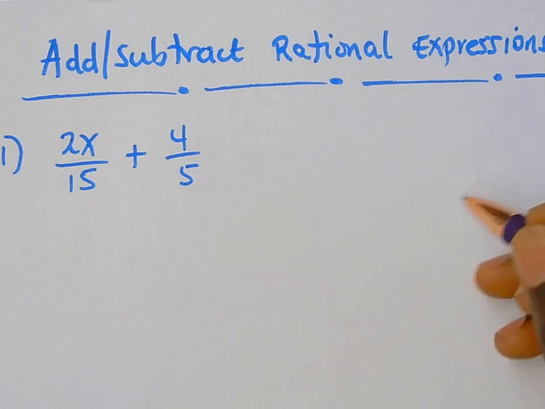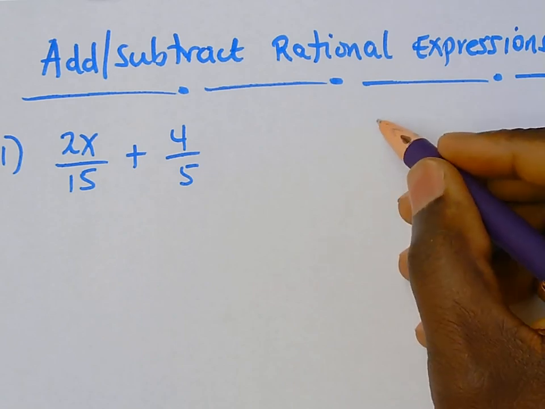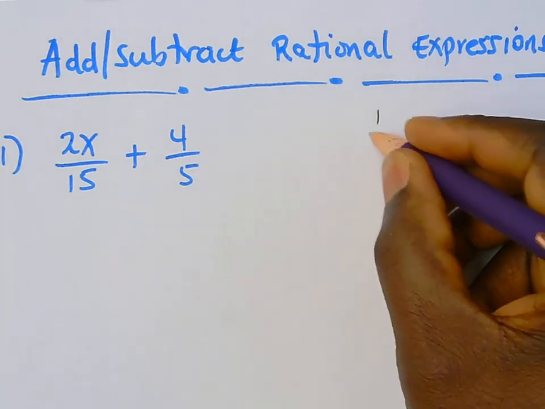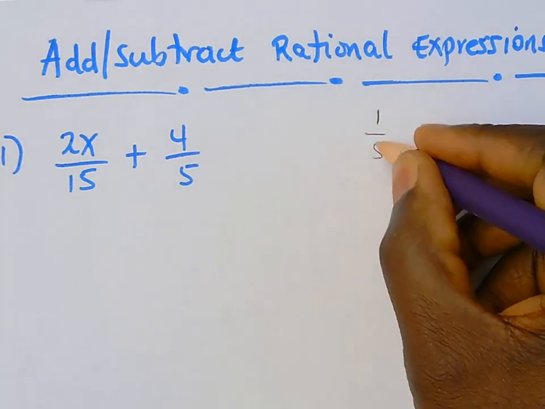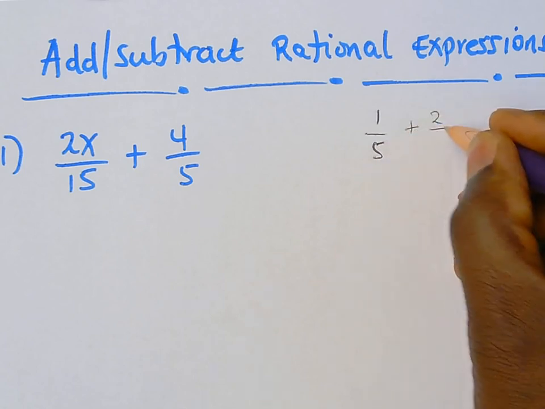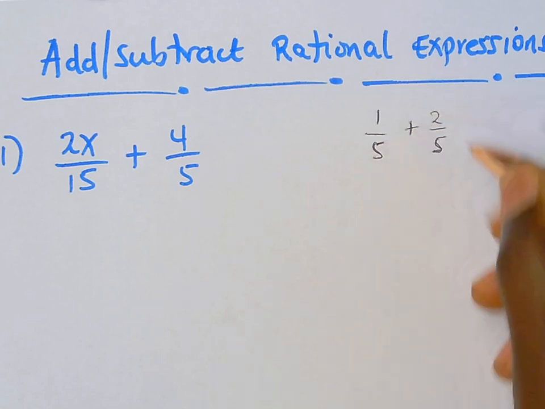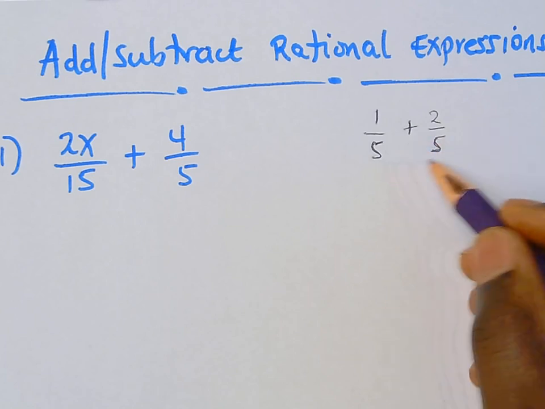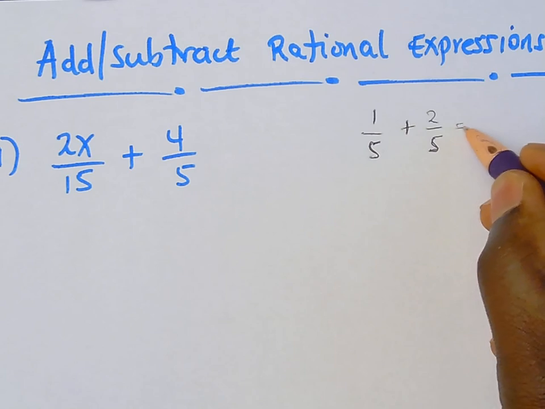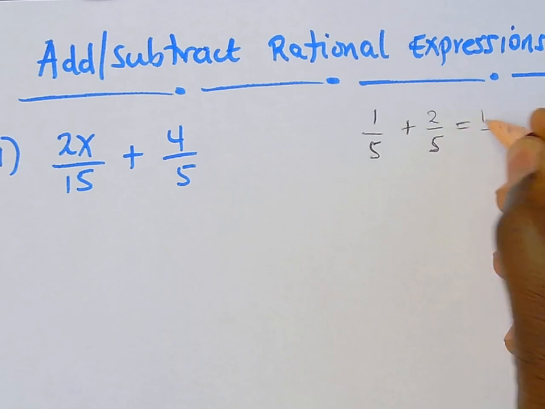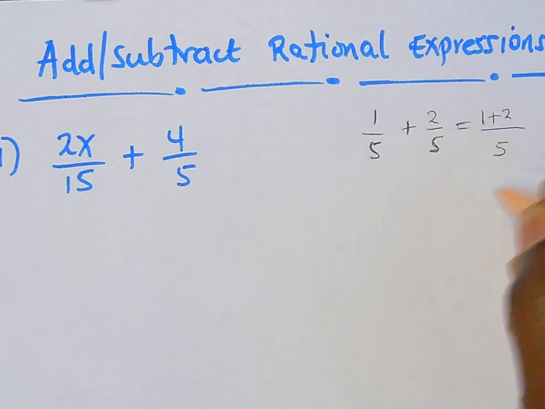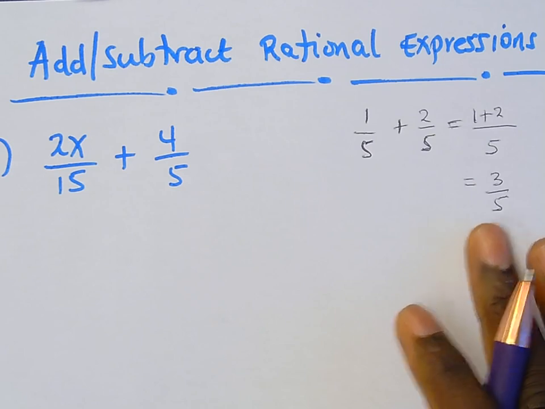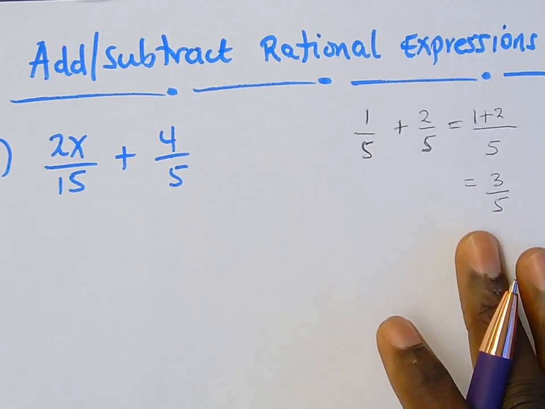For example, in elementary school you were taught that if I have something like 1 over 5 plus 2 over 5, then because they have the same denominator, I can just add the numerators. So 1 plus 2, then I keep the denominator of 5. So I end up with 3/5. This is something you learned in middle school, right? So we are going to apply the same concept.